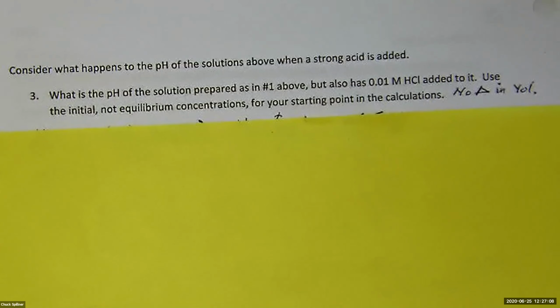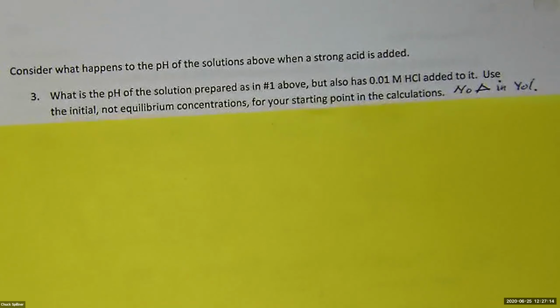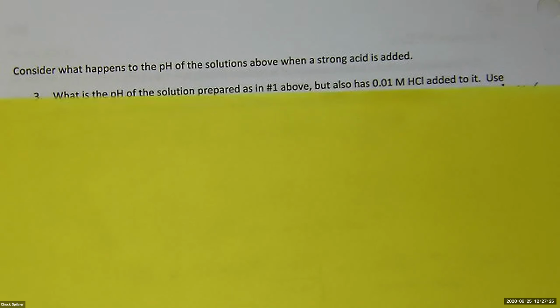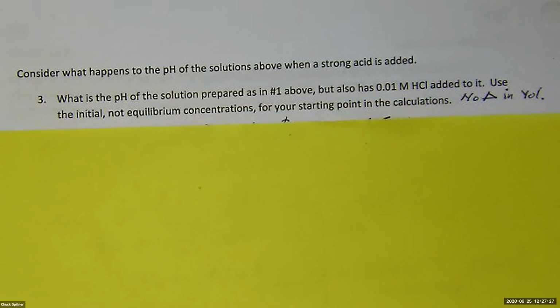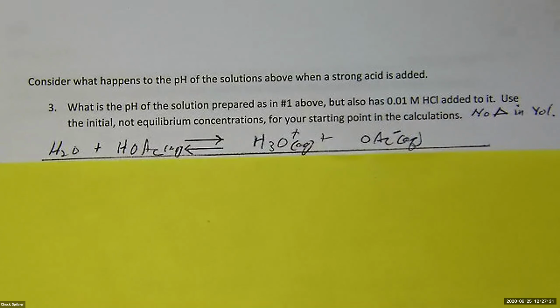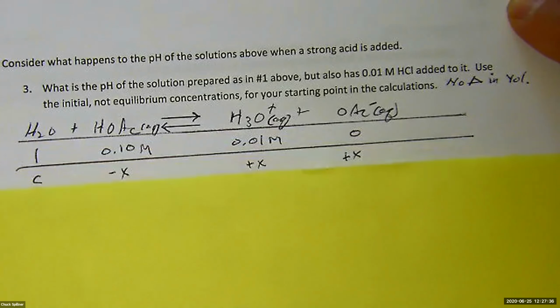So what we're assuming is we're not going to change any of the volume. Remember I said sometimes if they give you the volumes and the volume changes, then you have to refigure the molar concentrations. But in this case, we're going to assume that there's been no change in volume, that we have a solution that contains 0.1 molar acetic acid and 0.01 molar HCl. So here's our equilibrium concentration. We set up our ice table.